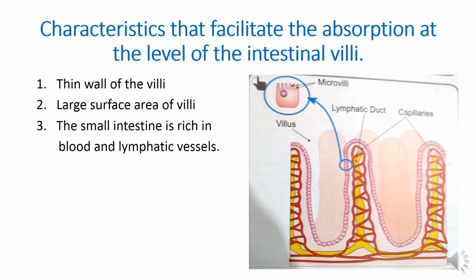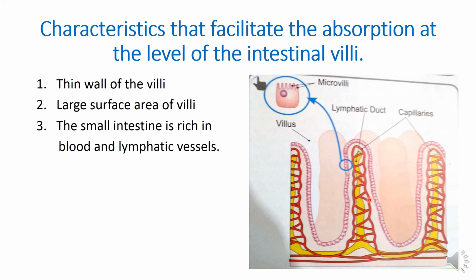Characteristics that facilitate the absorption at the level of the intestinal villi. What are the factors that facilitate the intestinal absorption process at the level of the small intestine, which is the passage of nutrients into the blood or the lymph in order to be distributed to all the body organs? First, the wall of the villus is very thin. Second, the small intestine contains a very large number of villi. Third, each villus is rich in its own network of blood vessels and lymphatic vessels.